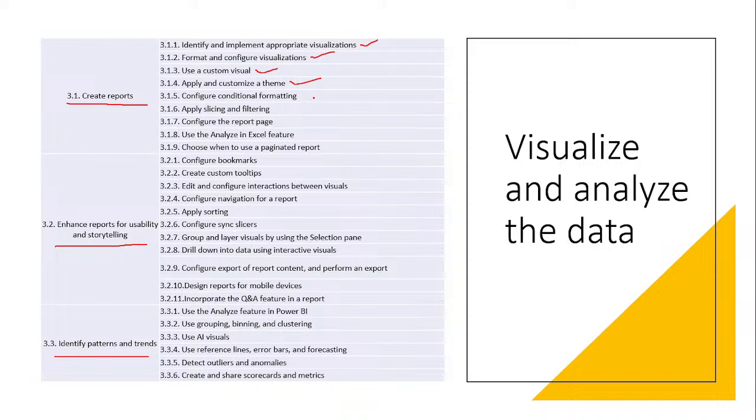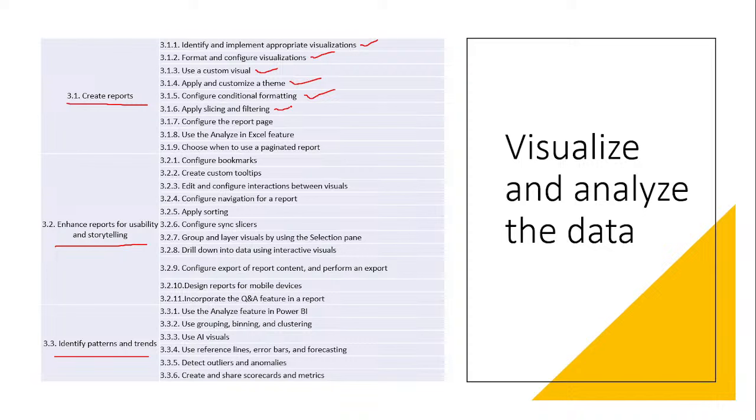Then configure according to the conditional formatting. In conditional formatting, you know about Excel conditional formatting. The same thing you can reflect in your tables and in your visuals also, using conditional formatting in Power BI. Then the part of slicers and filters comes up with point number 6.